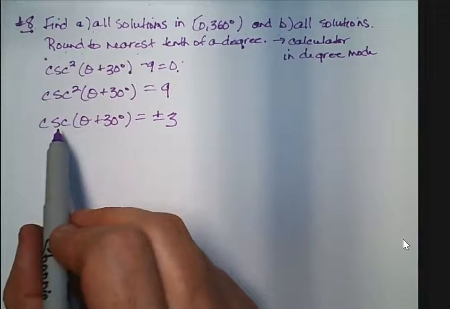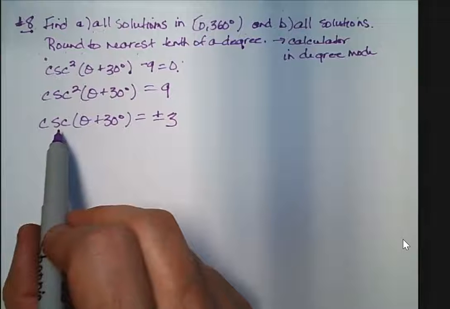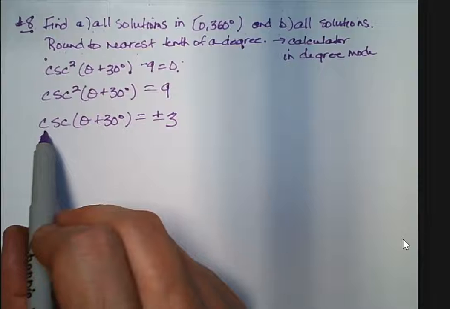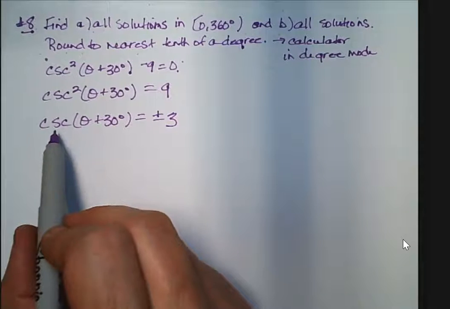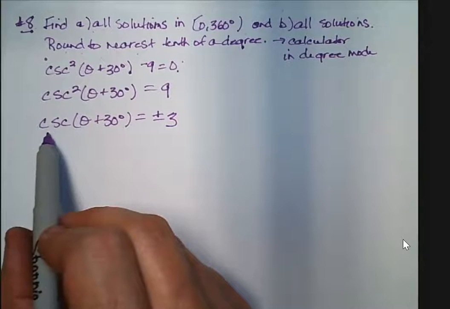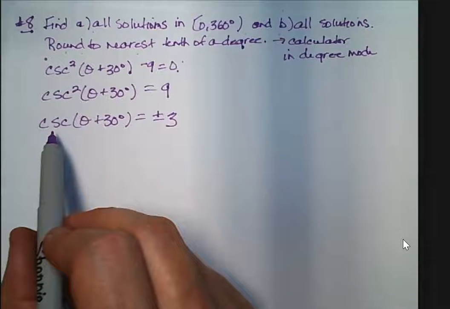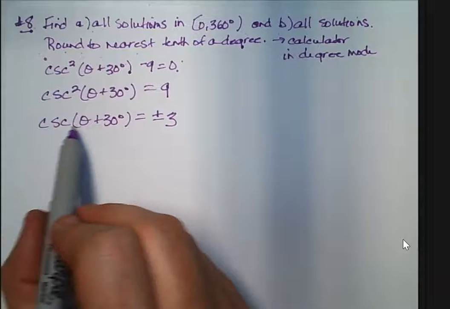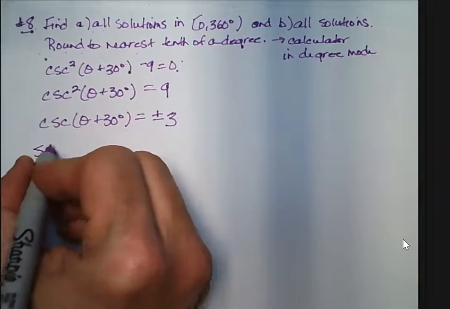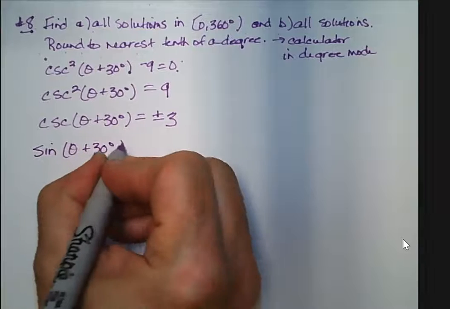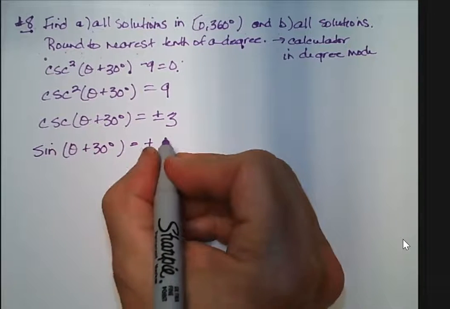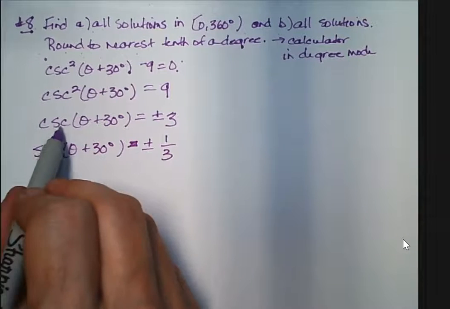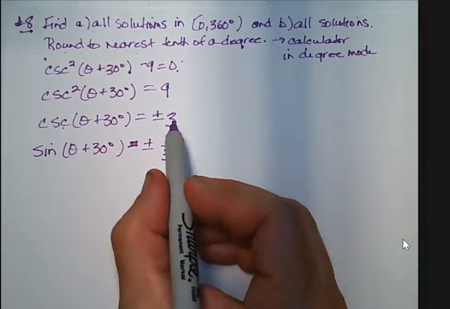Here's where we're going to use our calculator with one of the inverse trig functions to solve this for theta plus 30 degrees. But your calculator doesn't have an inverse cosecant, so what we want to do is change this to sine instead of cosecant. Since sine and cosecant are reciprocals, if cosecant is plus or minus 3, that means that the sine of theta plus 30 degrees is going to equal plus or minus 1/3. So we're taking the reciprocal on both sides. Sine is the reciprocal of cosecant, and 1/3 is the reciprocal of 3.